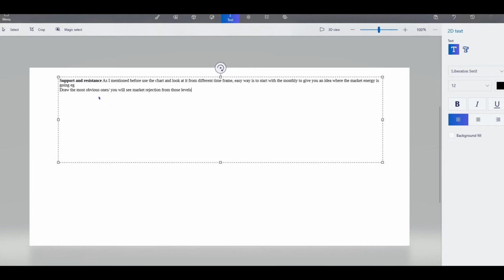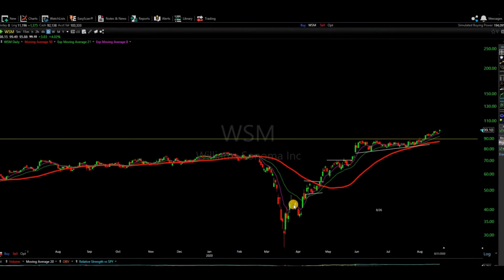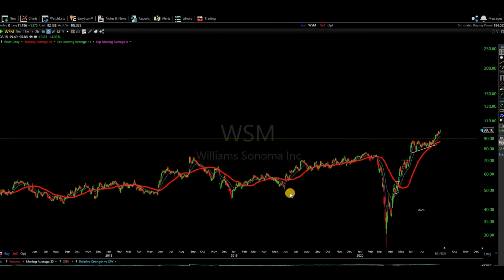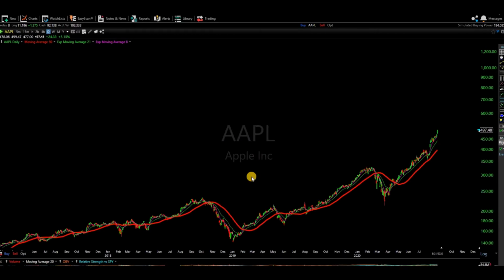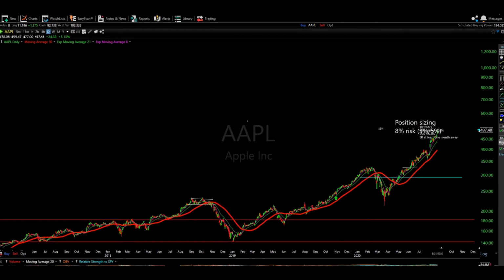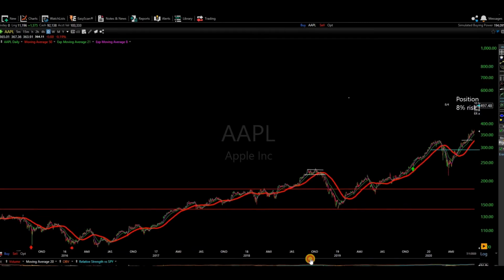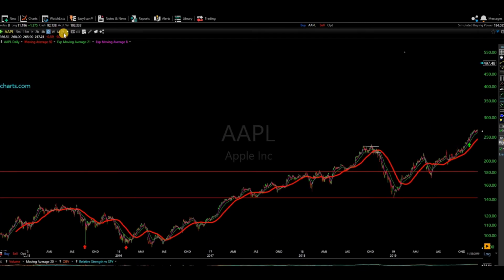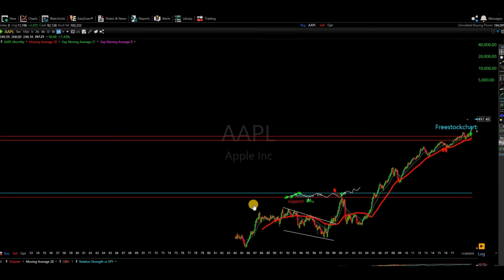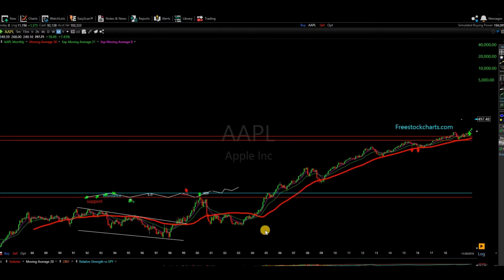You just connect the dots. Let me give you an example. What am I looking at? Let's look at Apple. You can see I already drew some of this before, when I was looking at the chart a long time ago. Let's go back to the monthly chart.